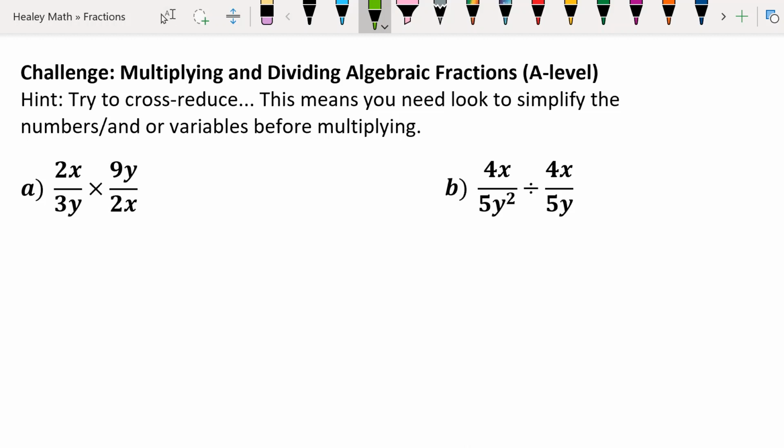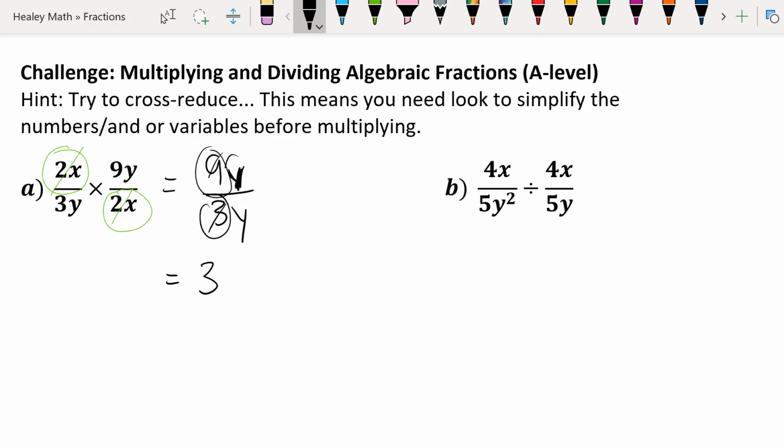As you look at this question, you should notice that 2x divided by 2x equals 1. So we're left with 9y over 3y. And 9 divided by 3 is 3. And y divided by y is 1. So our answer is 3.